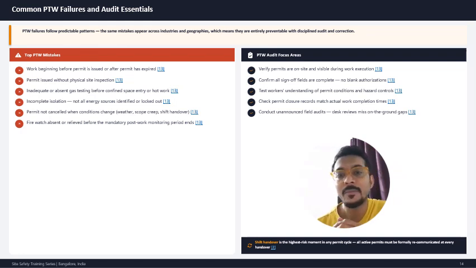Verify the permits are on site and visible during work execution. Confirm all signatures and check for conflicts. No blanket authorization. Test workers' understanding of the permit conditions and hazard controls. Check the permit close-out record and match it with actual work completion time. Conduct an unannounced field audit, not just a desk review, to find gaps on the ground. That is what we need to focus on. If you go that way, I don't think there will be much to worry about.